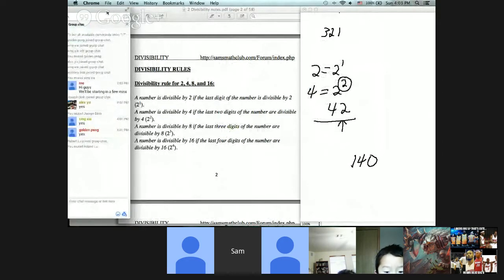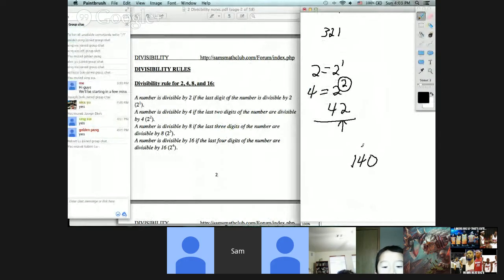So for example, 140. If the question was, is 140 divisible by 4? Well, first off, 4 is 2 to the power 2, so we look at the last two digits. All we have to look at is this, so we know that 140 is divisible by 4. Basically, all you have to look at is the last two digits. If I put 127 and asked you if this number is divisible by 4, the answer would be yes, since the last two digits are divisible by 4.